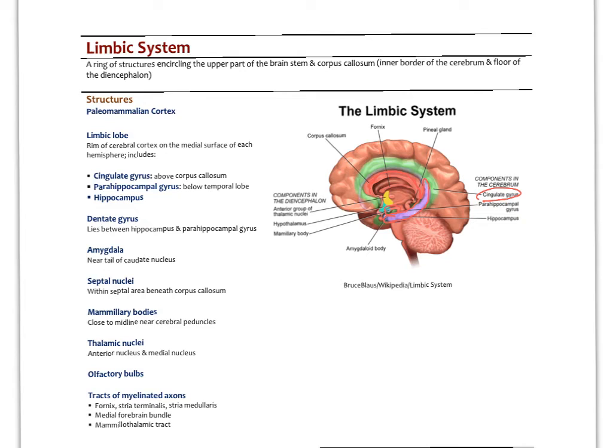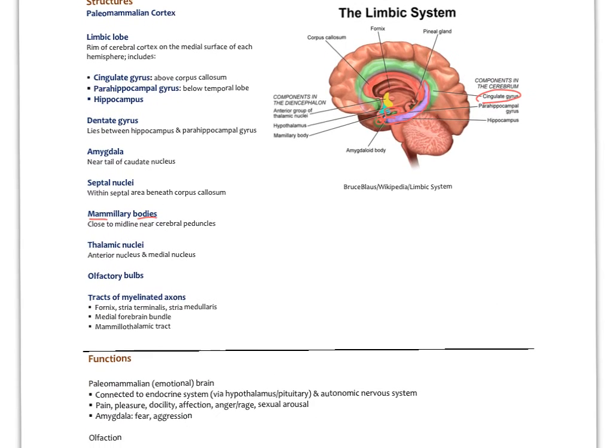Then there's the dentate gyrus between the hippocampus and the parahippocampal gyrus. The amygdala, as I mentioned, is at the tail of the caudate nucleus, and they call it the amygdaloid body right here. The septal nuclei are an area beneath the corpus callosum. Mammillary bodies, which some people categorize as part of the hypothalamus, we discussed a little in the section on the hypothalamus. And then the thalamic nuclei, which are just next to the thalamus, sometimes categorized as part of the thalamus.